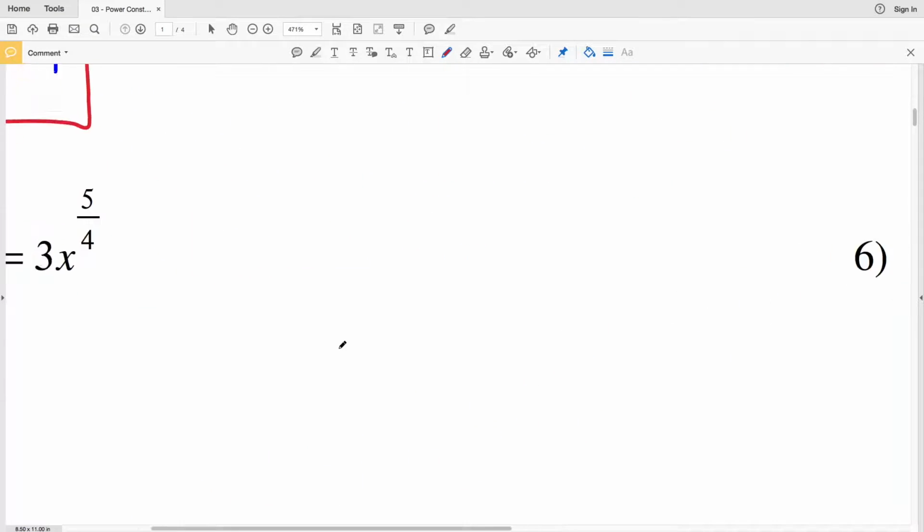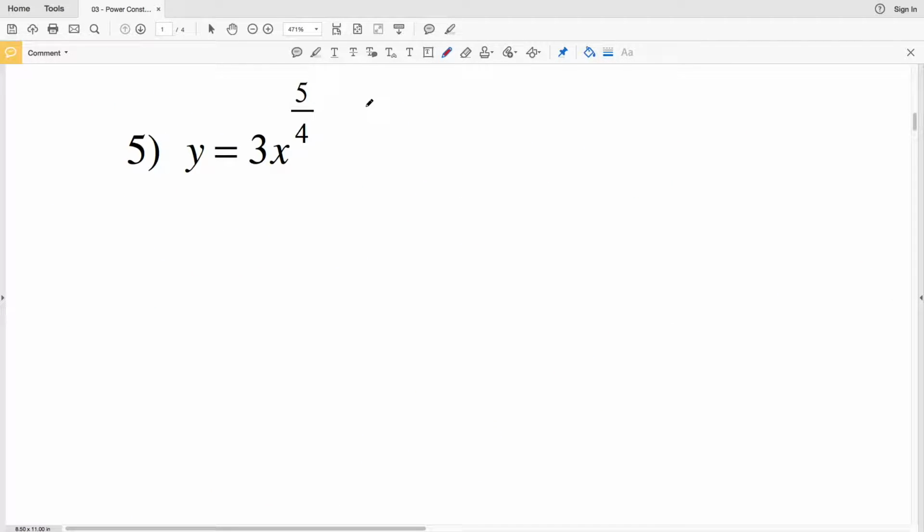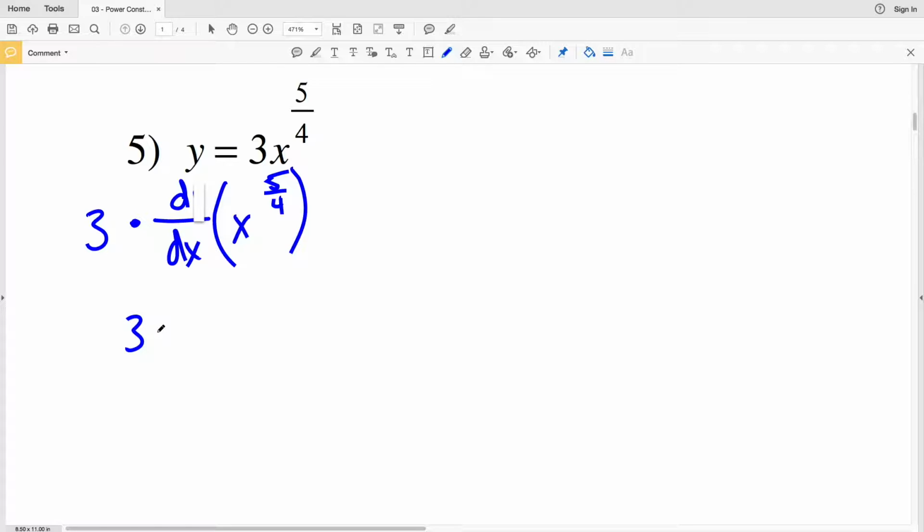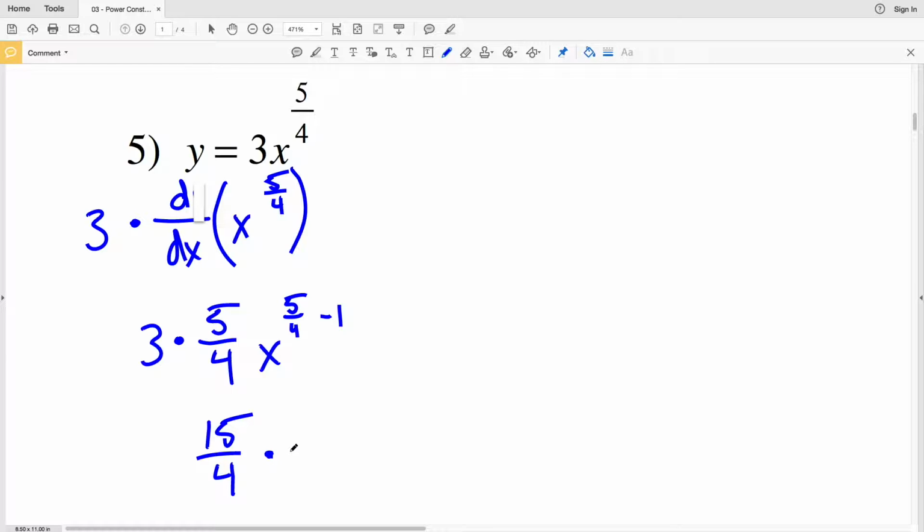Moving on to number 5, y equals 3 times x to the 5/4. So we're going to be applying the power rule. So we're going to have 3, and we're going to multiply that by the derivative with respect to x of x to the 5/4. So this is going to be 3 times n, in which the exponent is 5/4, so that's 5/4 times x to the 5/4 minus 1. Simplifying, multiplying, we'll get 3 times 5, which is 15, so that's 15/4 times x to the 5/4 minus 1.